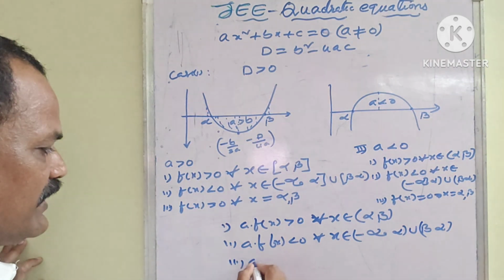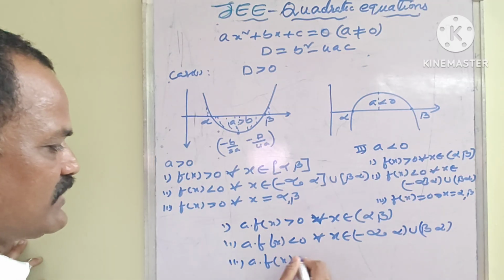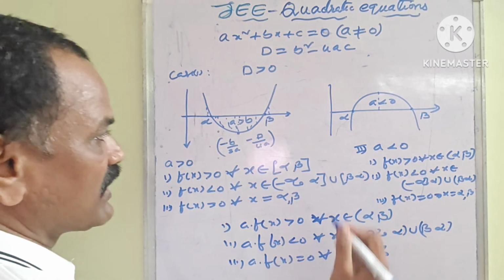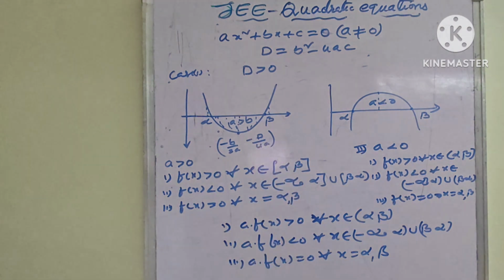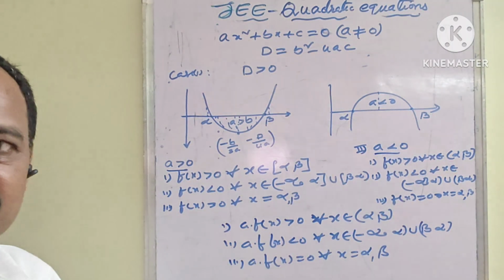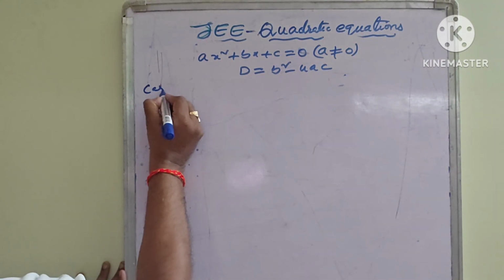Third, a into f of x is equal to 0 for all x equal to alpha, beta. So these are the cases for discriminant D greater than 0, where a is positive and a is negative. Now case 2.